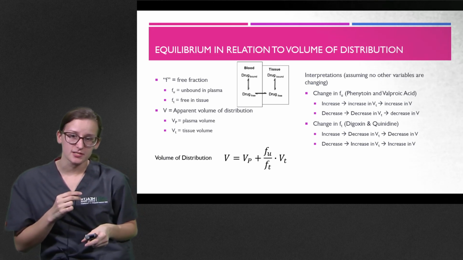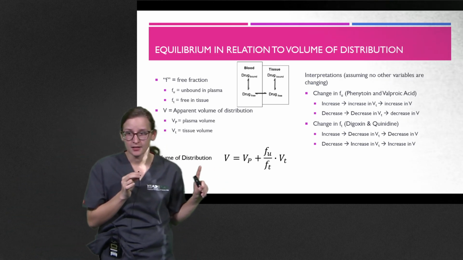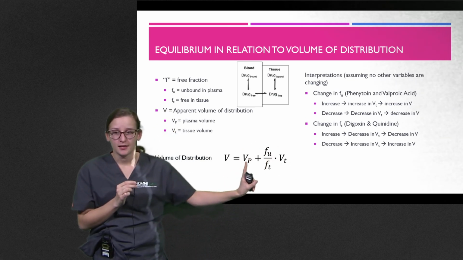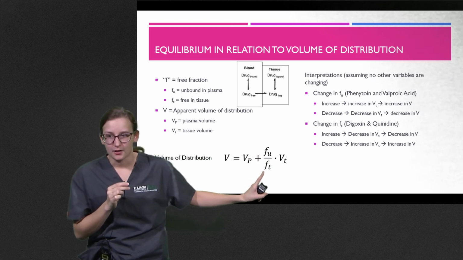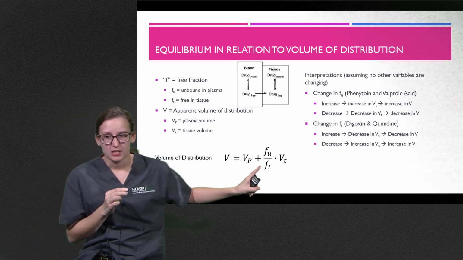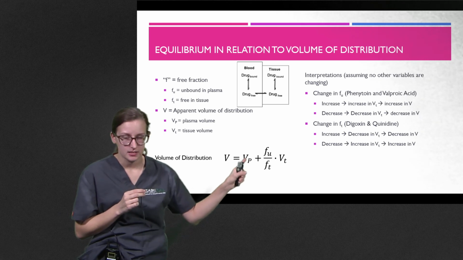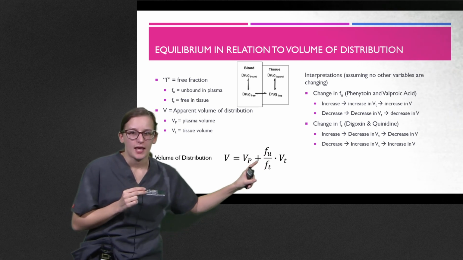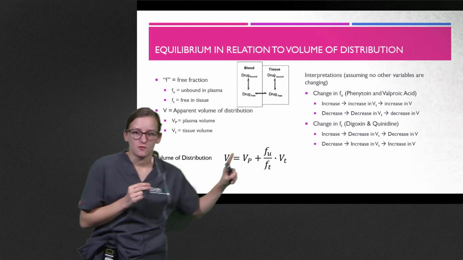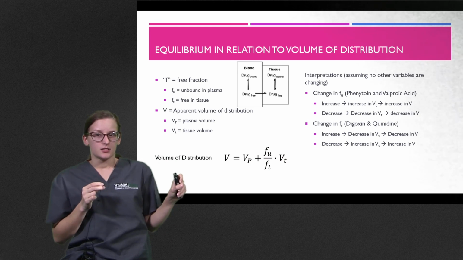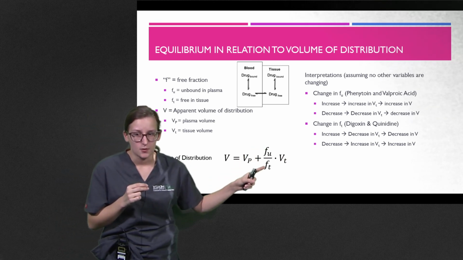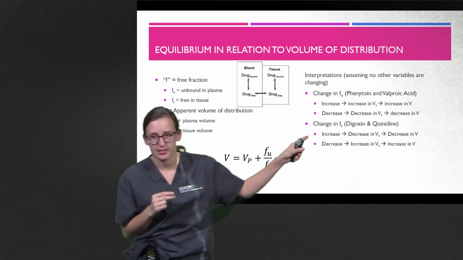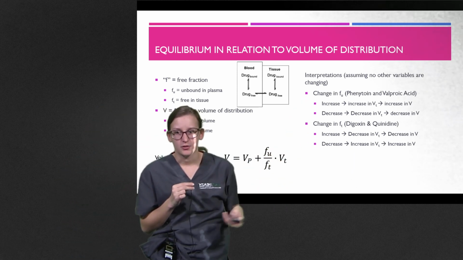For volume of distribution, this is one of those equations that it's better to just understand and then be able to say, if the fraction free in the tissue decreases, then that makes this entire fraction bigger, so that will increase this entire thing, so volume of distribution will increase. It's a play of whether this is going up or down, whether this is going up or down, and how that affects the entire equation. And then I've got those examples here that Dr. Chartavadula included in his lecture.